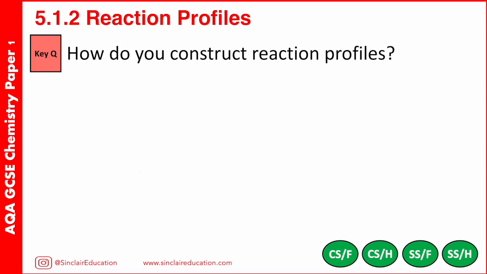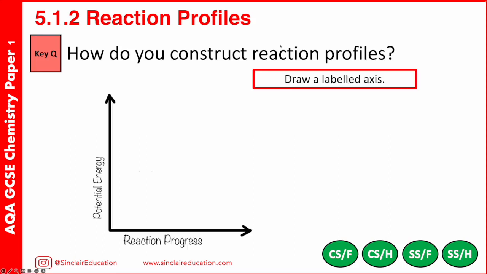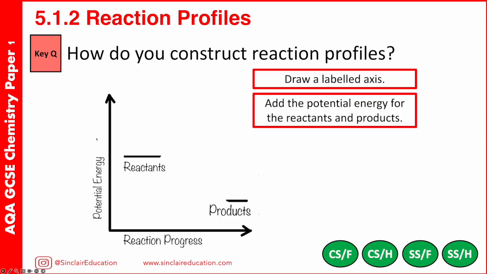Be really systematic if you're asked to construct a reaction profile from scratch, because this could be a potential 3 marks. Draw a labelled axis. Now we tend to have reaction progress along the bottom and potential energy up the side. Now this is going to be an exothermic reaction, so we add the potential energy for the reactants. If they give you the energy in and out, then make sure these match to your scale. If they don't, I would recommend going reactants halfway up the scale.